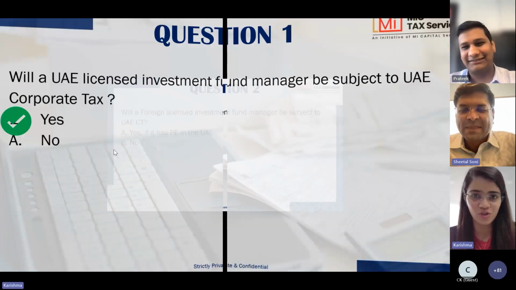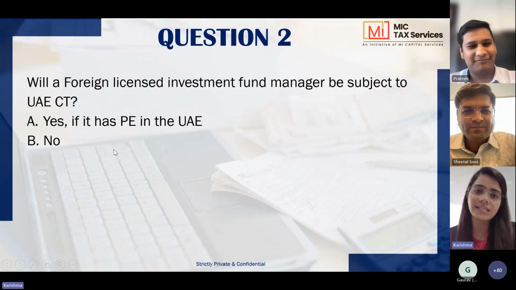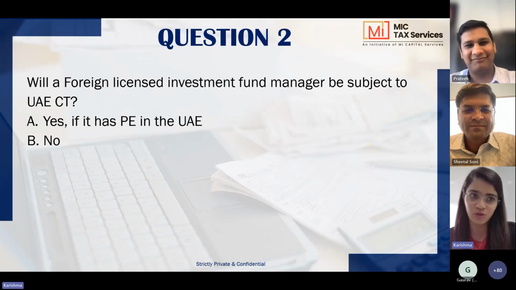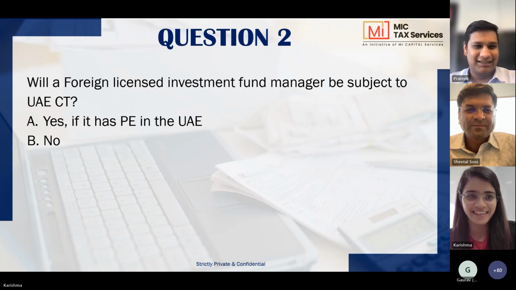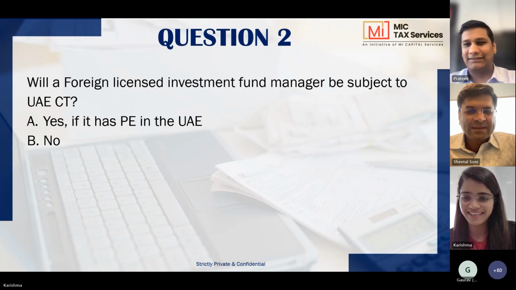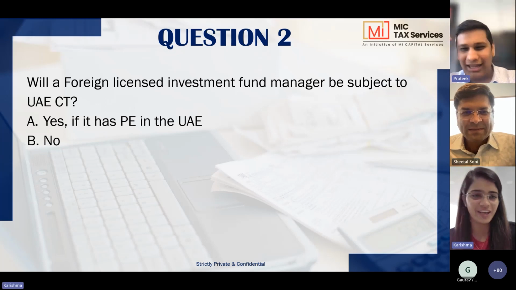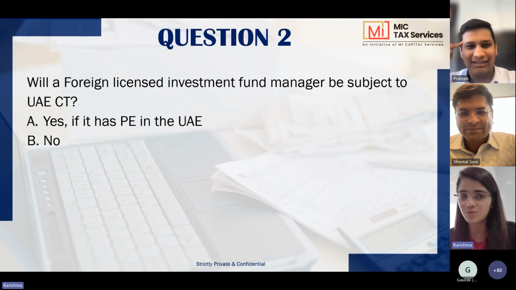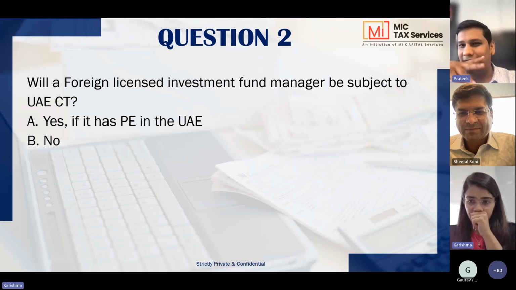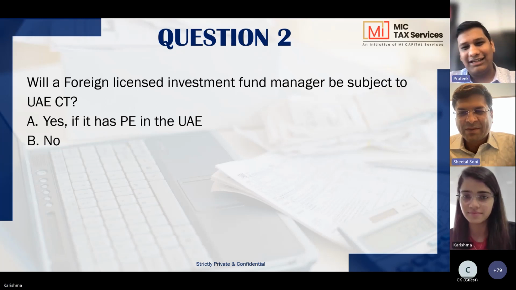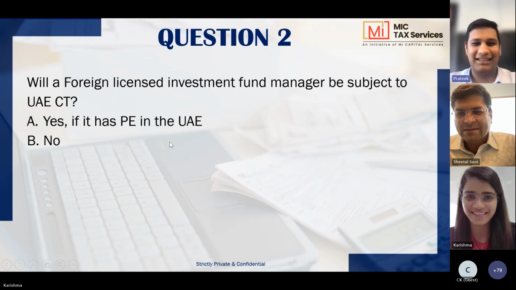True. So coming to the next question: will a foreign licensed investment fund manager be subject to UAE corporate tax? I think people can use the chat, A or B. A is yes, if it has a permanent establishment in the UAE, and B is no. Yeah, overwhelmingly A. 100% A till now. There is no one who feels it is B.